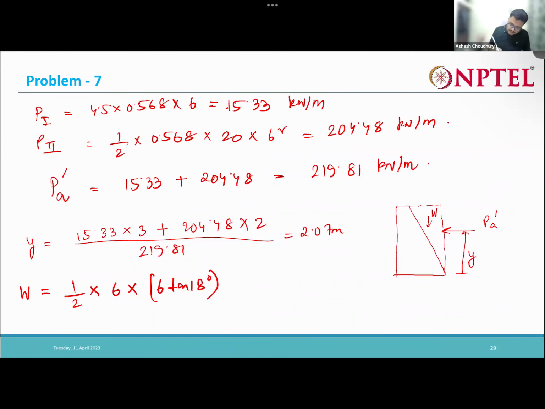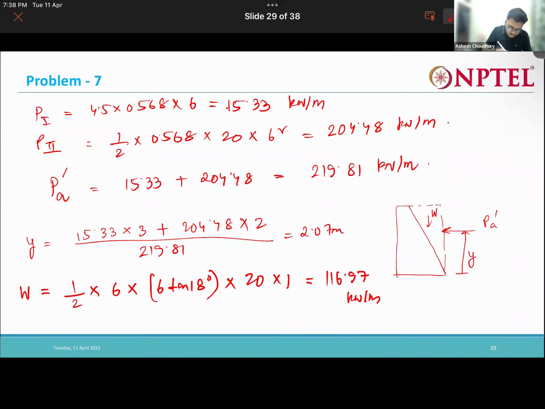So half into 6 into gamma, which is nothing but 20, into 1. I can take 1 as the per meter width, so out of plane direction I'm taking it as 1. So what is my weight? Half into 6 into 6 tan 18 into 20. That is 116.97 kilonewton per meter.